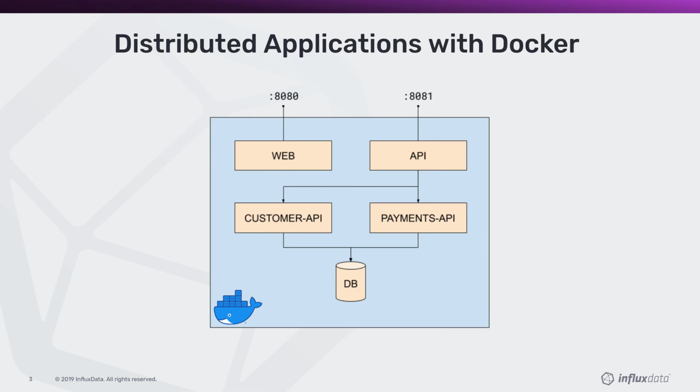Then the user will download those web pages in their browser and interact with the site, which will make API calls up to the API on some other port on the same host, let's imagine. That API is a front-end API which will talk to multiple back-end APIs. Let's say there's a customer API and a payments API, so it's maybe some sort of shop, and they both talk to a database.